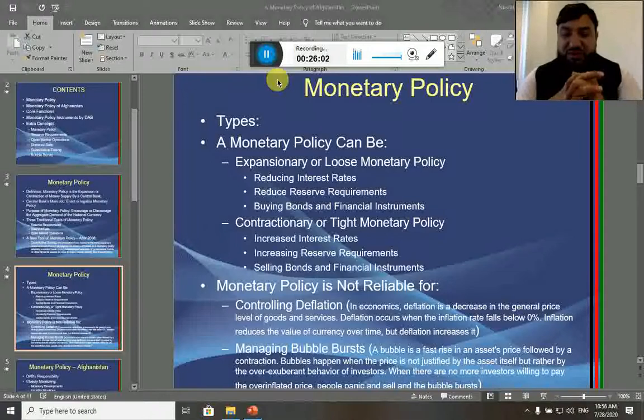What is deflation? Deflation is basically a decrease in the general price level of goods and services throughout the country.